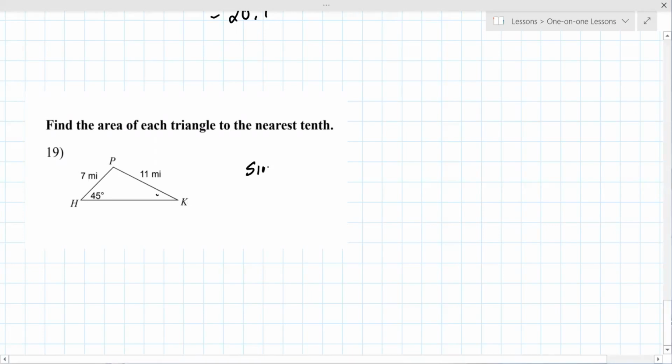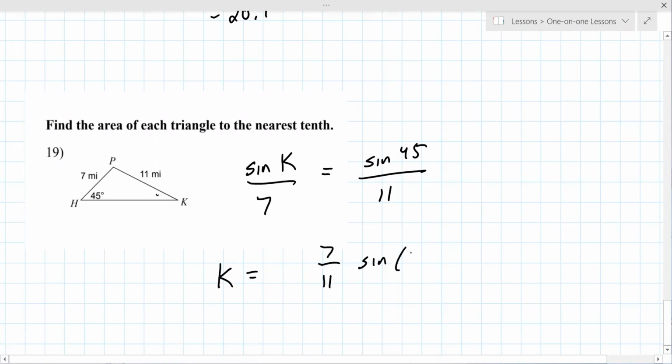So the sine of K over 7, because you got to get the side across from, equals sine 45 over 11. So K is equal to 7 over 11 sine 45. It's actually that the sine of K is equal to this when you move this 7 over here, but then you take the sine inverse to undo it. That will give you the value of K, the angle K. So go ahead and get me that value, please. All right.